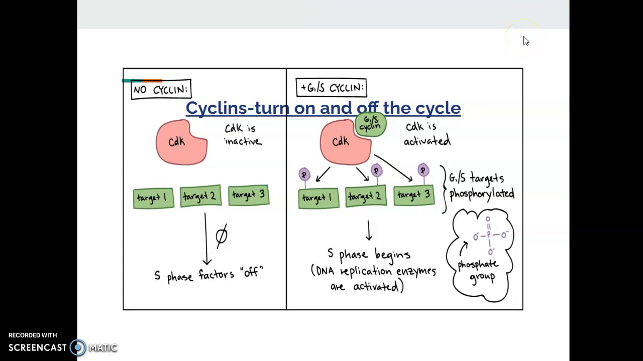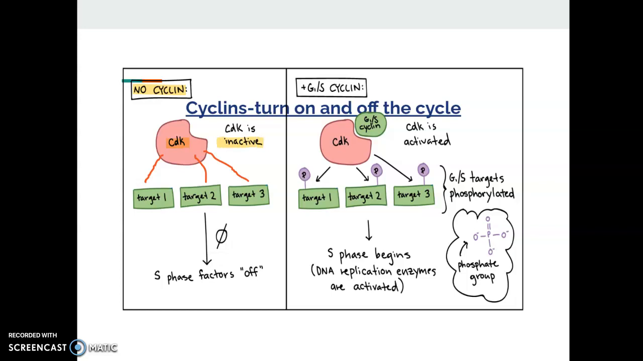Here's a good example over here where it says no cyclin. Look what happens. The cyclin-dependent kinase, this part right here, is inactive because it hasn't had a cyclin bind onto it. Another protein binding onto this is what can turn it on and let it go into each one of these target areas. Again, the S phase factors are off. This is a stop right here because it's inactive. That's the key with this.